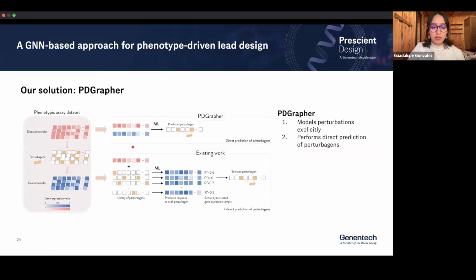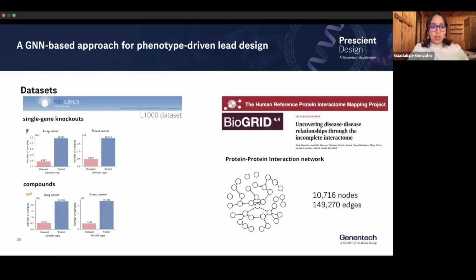Okay, just to recap, this is how existing work looks, where it tries to check predictions for all the compounds in the library, and PDGrapher tries to directly predict the perturbagen that would shift gene expression from an initial state to a treated state. Next, I'll go into datasets, experiments and results.